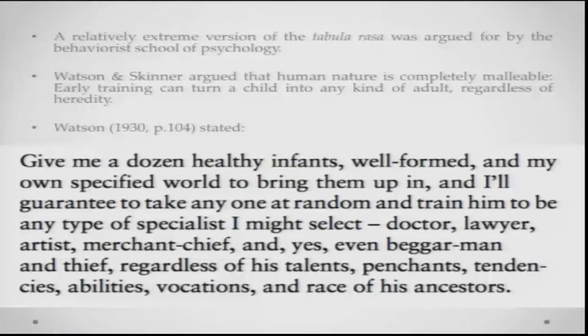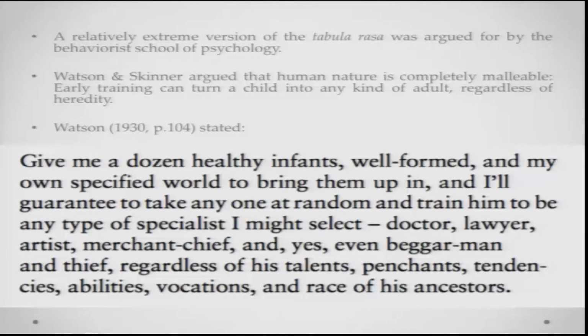They would assume that given the correct kind of training, and I will just demonstrate this with a quote that Watson famously said. So, Watson says, give me a dozen healthy infants, well formed, and my own specified world to bring them up in, and I will guarantee to take anyone at random and train him to be any kind of specialist that I might want him to be. So, you can make them doctors, lawyers, merchants, chiefs, etc., and even beggars or thieves, regardless of the talents, tendencies, abilities, vocations and race of the ancestors.